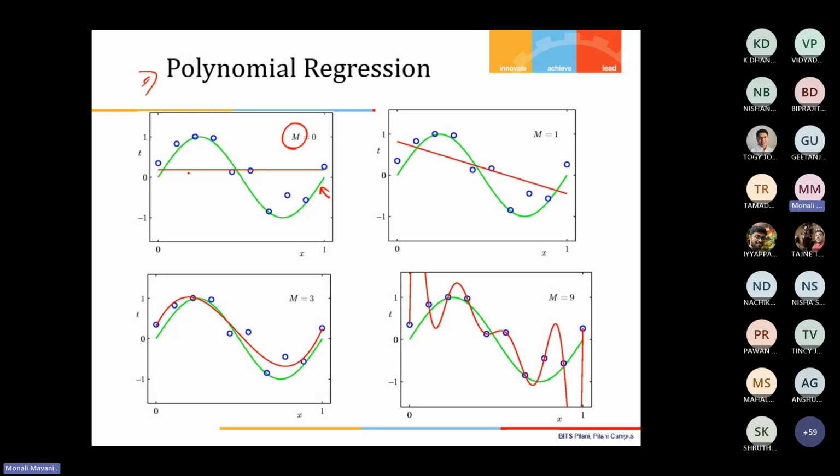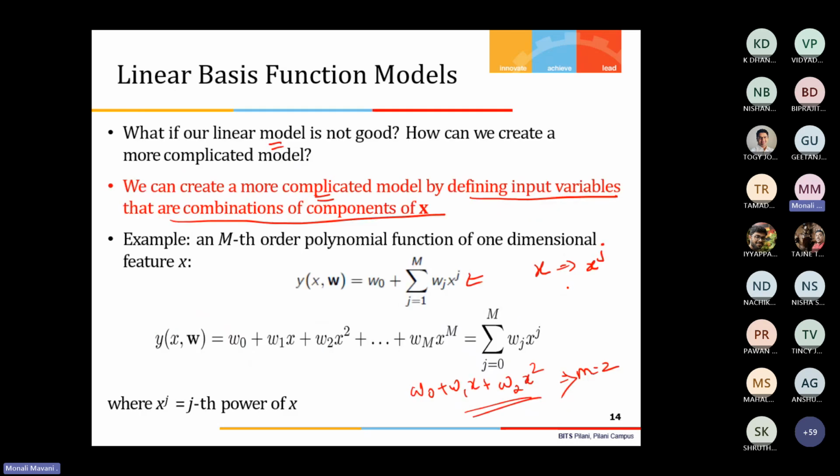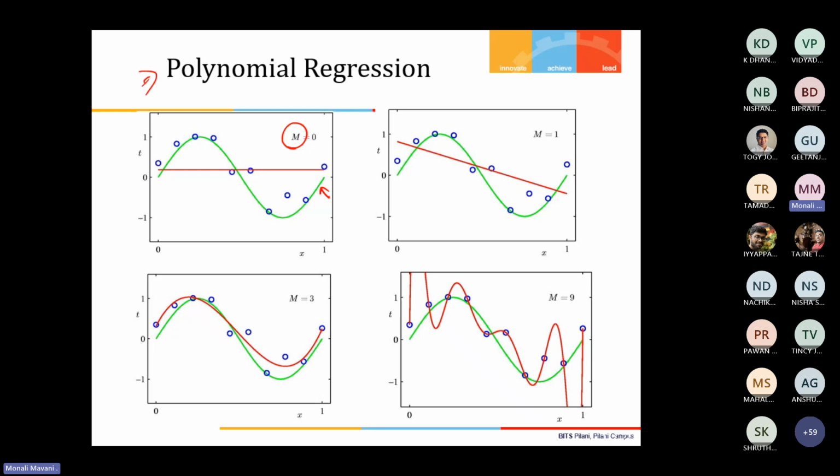If I define degree 0, then in this equation m is 0. Degree 0 means you will get only the bias term. Even if x is 0, with degree 0 this term will be 1. So there are no features and no coefficients, only W0, which is the bias term, will exist. So the curve will be a straight line, depending upon the bias value.